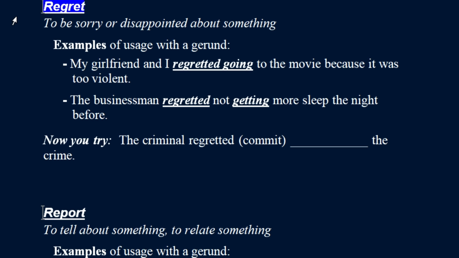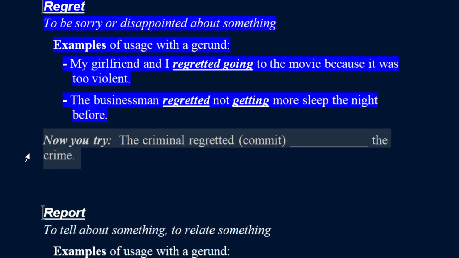Regret, to be sorry or disappointed about something. Examples of usage with a gerund. My girlfriend and I regretted going to the movie because it was too violent. Another example. The businessman regretted not getting more sleep the night before.